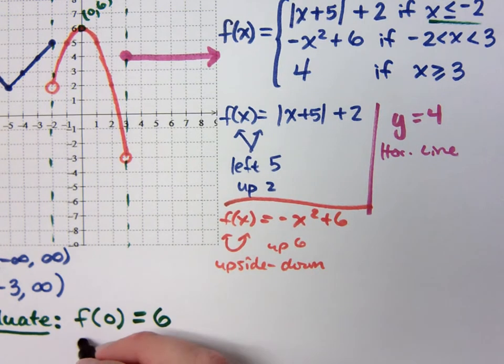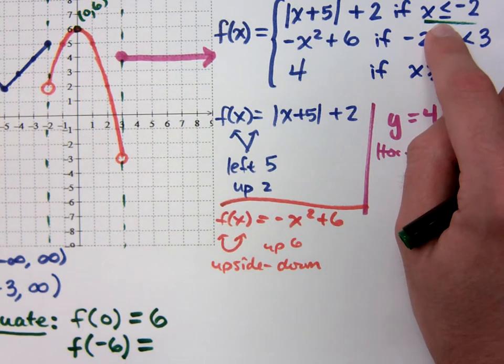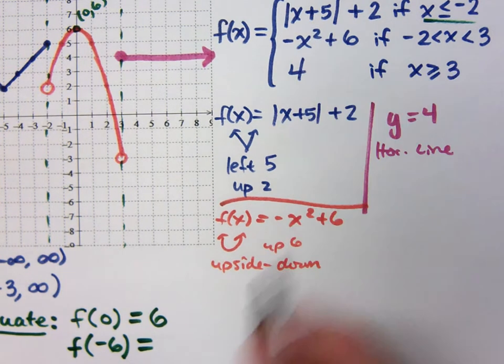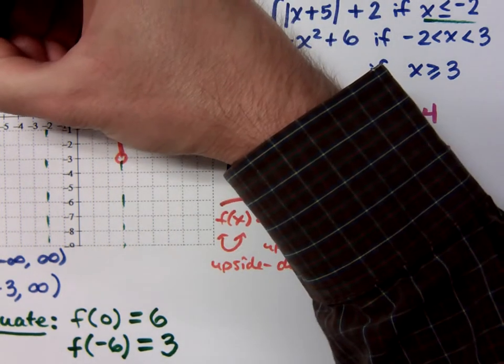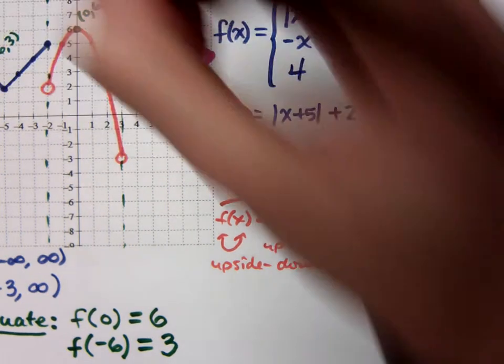If I ask you to evaluate f of negative 6, is negative 6 less than or equal to negative 2? Yes. So plug in negative 6. What do you get? Absolute value of negative 1 plus 2 gives you 3. Look over here. Right here is the ordered pair negative 6, positive 3.